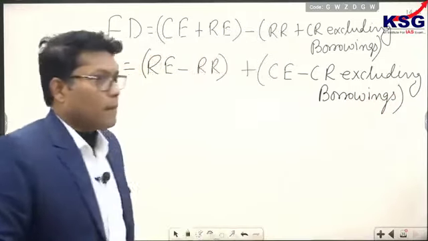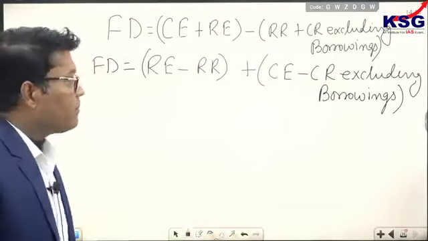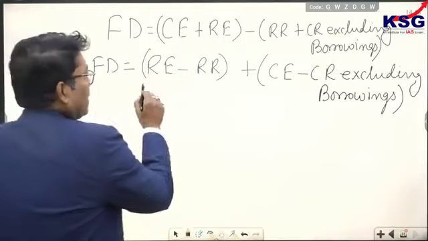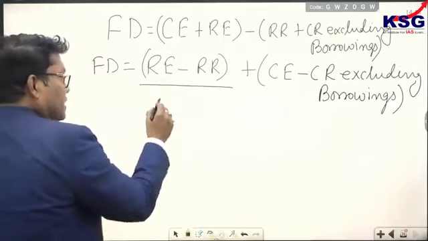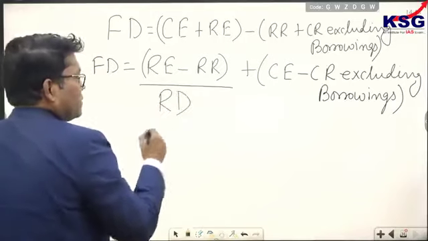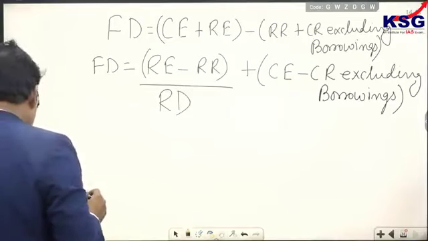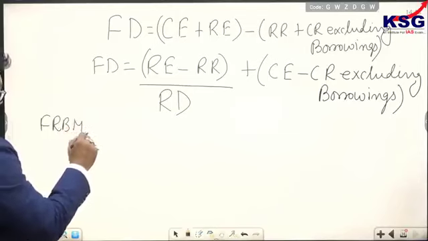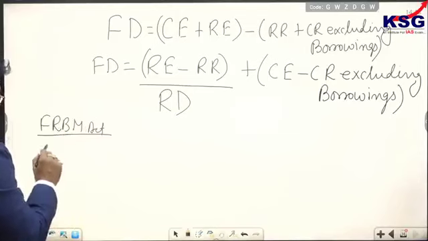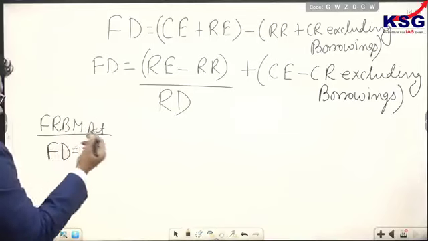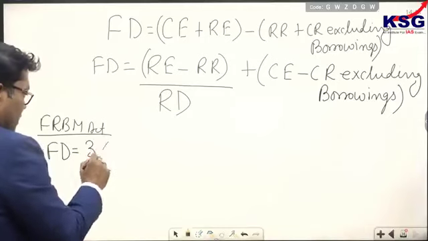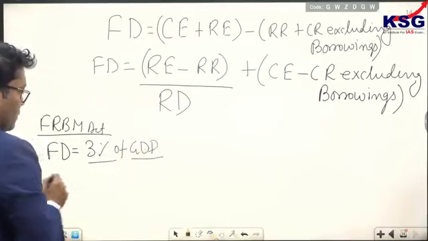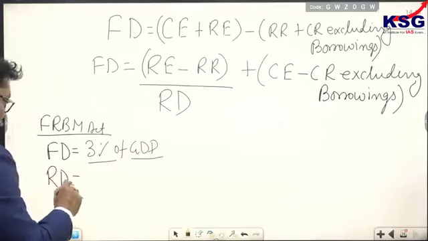Excluding borrowings. Then we can write, just check. RE minus RR, that is revenue expenditure minus revenue receipt, is nothing but RD, revenue deficit. I just defined it. So if you think about the FRBM Act, targeting a fiscal deficit, the central government, it's about 3%, and 3% of what? 3% of GDP. And RD is equal to 0.